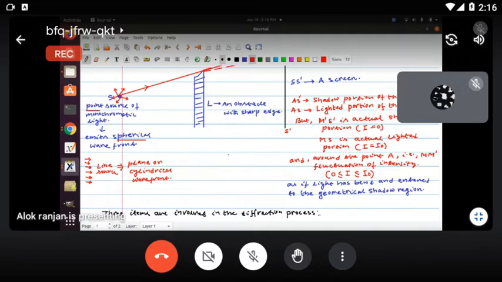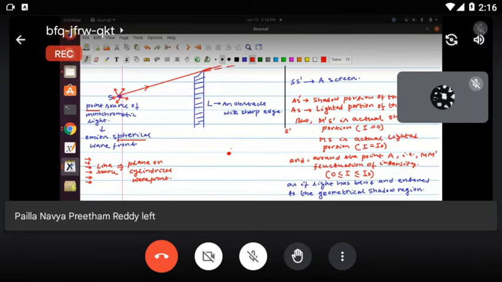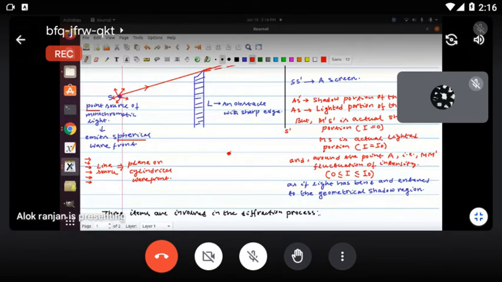So if you have a point source, let's say like this, what will happen? The light will travel outward, and since it is a three-dimensional object, at a given time t, the light will travel in all three possible directions, x, y, z, and if you join them, then we'll get a sphere. So therefore we have a spherical wavefront.